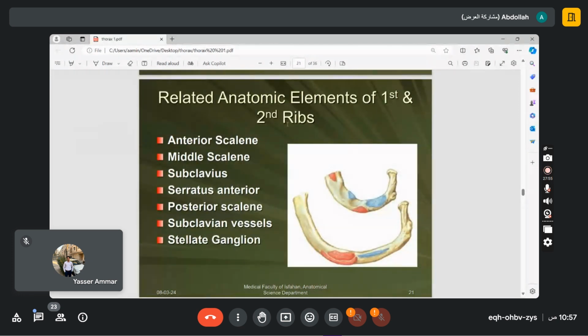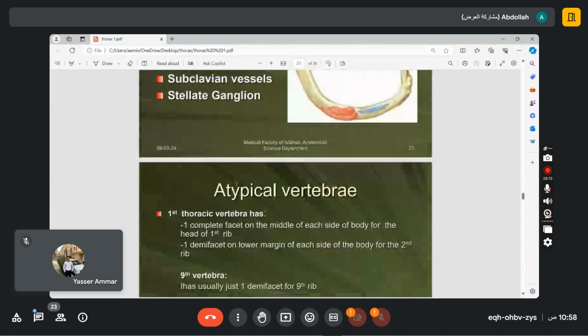Okay, related anatomical elements of the first and second ribs. I told you: anterior scalene, middle scalene, subclavius, serratus. These red and blue colors show the insertion and origin of these muscles. I taught these in the first slides.